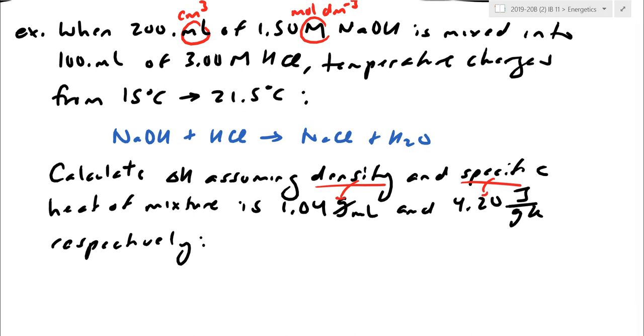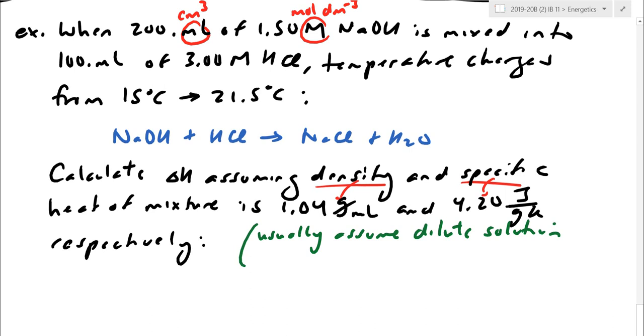In fact, most questions, they won't give you this latter part. Most questions, we're going to actually assume a dilute solution. So even though realistically my experiment involves NaOH particles swimming around in water, and I'm going to add in HCl particles swimming in water, I'm going to assume that pretty much most of the system here is actually just water. I'm going to assume that it's dilute. So usually if I don't have the actual mixture density and mixture specific heat, I assume a dilute solution.